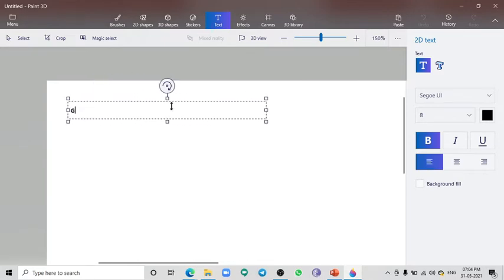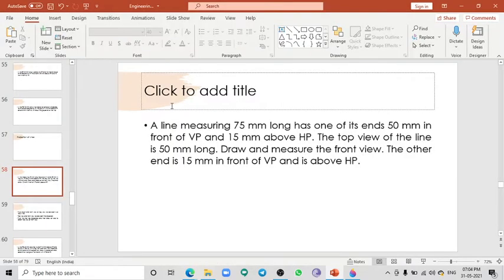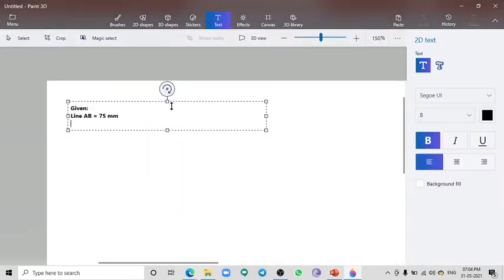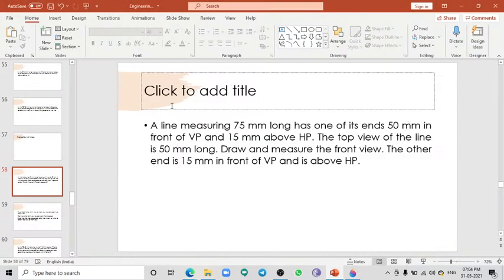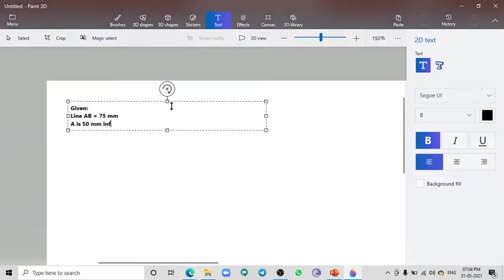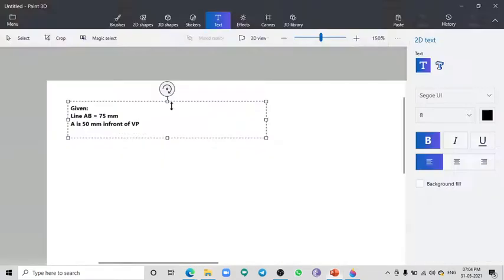So I am rewriting the data given in our question in the simplest way. I am naming this line as AB equal to 75 mm, and I gave the locus of the point A. A is 50 mm in front of VP and 15 mm above HP.